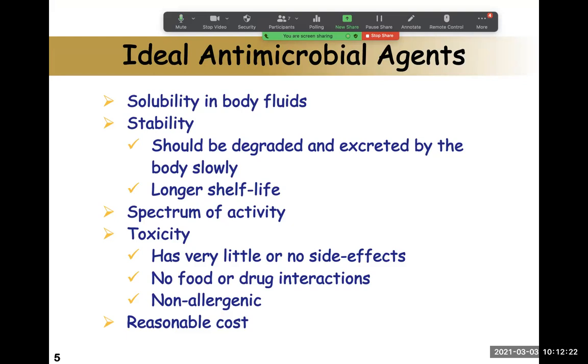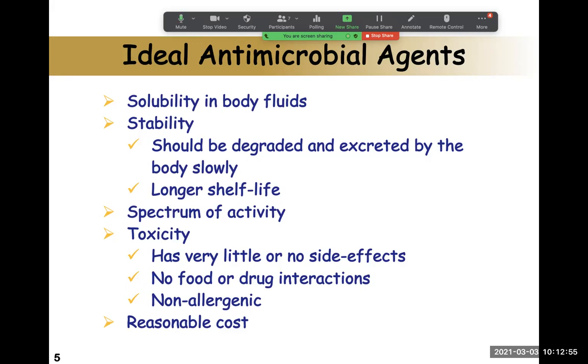Spectrum of activity: preferably an antimicrobial that targets more than one organism, which we call broad spectrum. On the other hand, we also would prefer a narrow spectrum targeting a single organism. We have to be concerned about toxicity, that when a person takes this drug, it has very little or no side effects, and that it doesn't interact with any food.